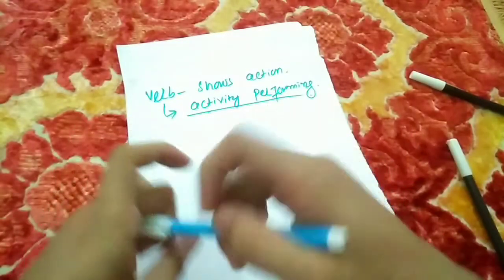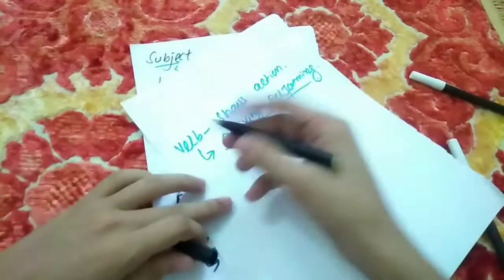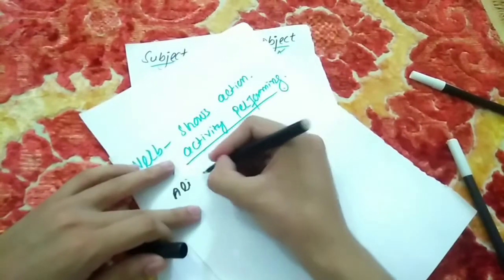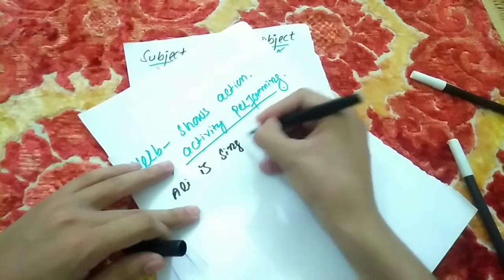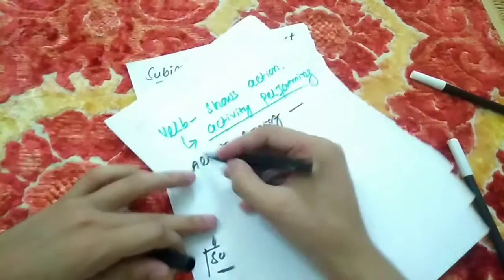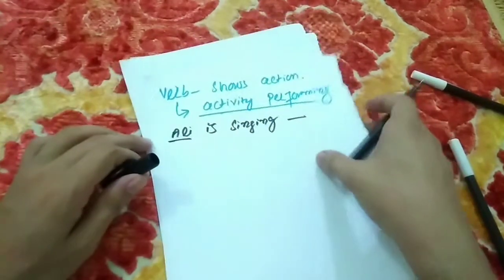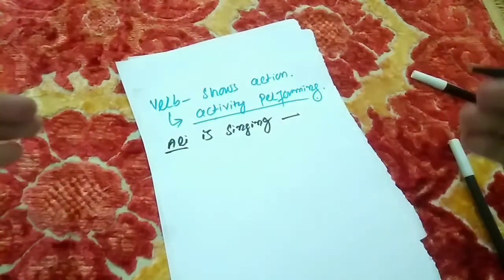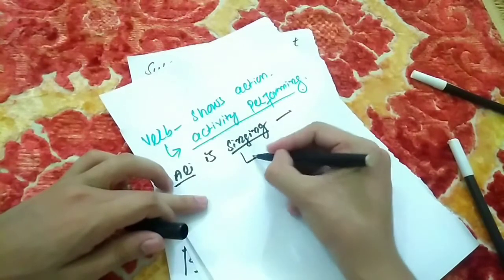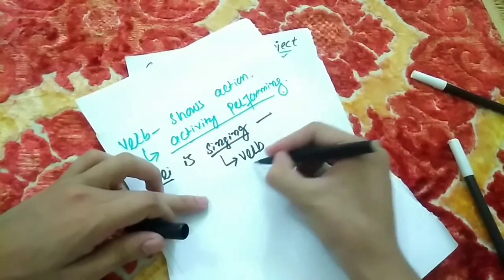For example, if I say, Ali is singing, and so on. Now Ali is a subject, we know, who performs this activity? Ali. But the action which is in progress, of course, is singing. So this is verb, this is action.